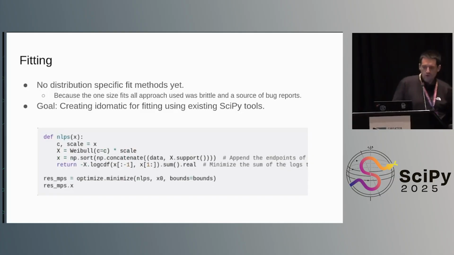Now, there are no distribution-specific fitting methods yet, because the one-size-fits-all approach to fitting that was used, maximum likelihood estimation, was very brittle and didn't always work, but it was always applied the same to everything. It would be a source of frequent bug reports where people would say, hey, your fitting doesn't work, and it's because it wasn't tailored to the problem, but there was a convenience API, .fit.